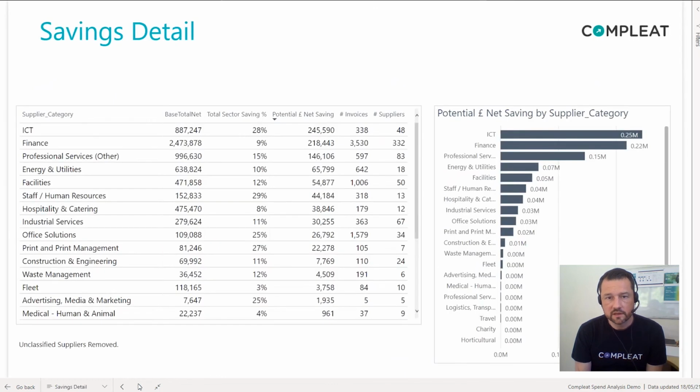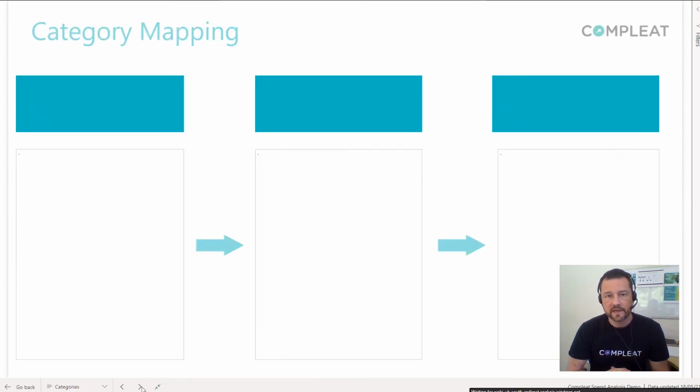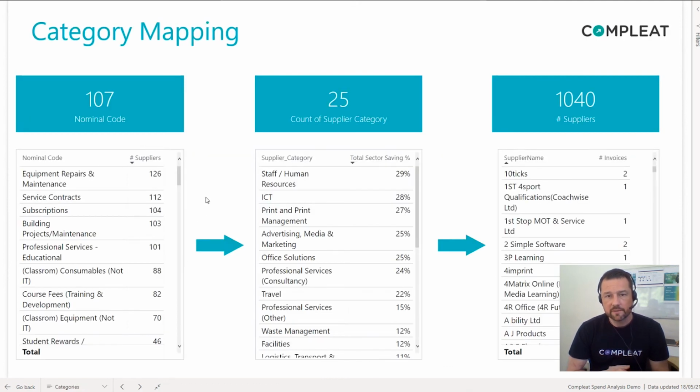Savings. The Savings tab shows a detailed breakdown of the expenditure per category against the potential industry average procurement savings achieved in similar projects. For procurement, this provides the starting point for assessing which areas are a priority in terms of reviews for cost savings. Categories. Category mapping gives an overview of how nominal coding of purchase orders relate to which expenditure categories and suppliers. This shows how expenditure categories are mapped against each.